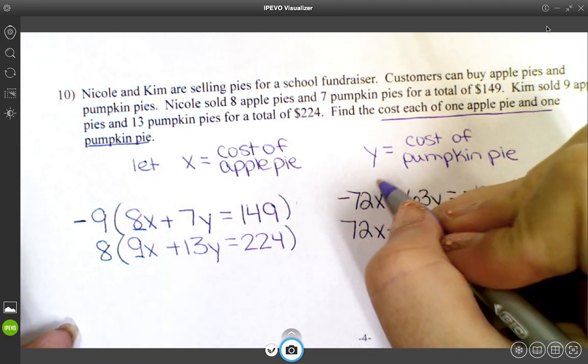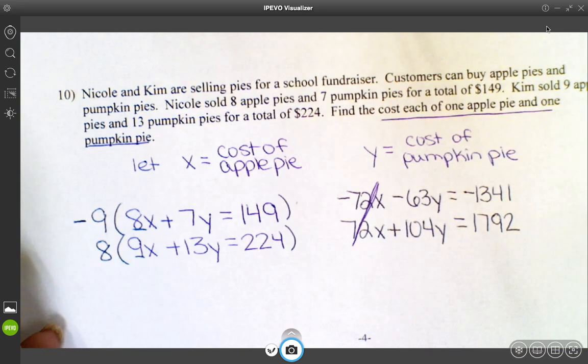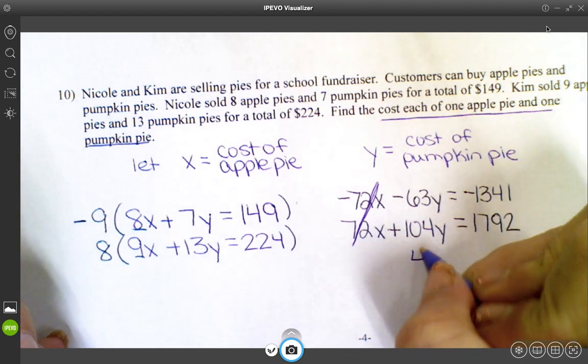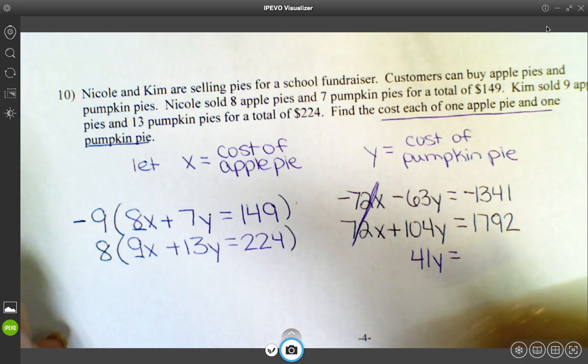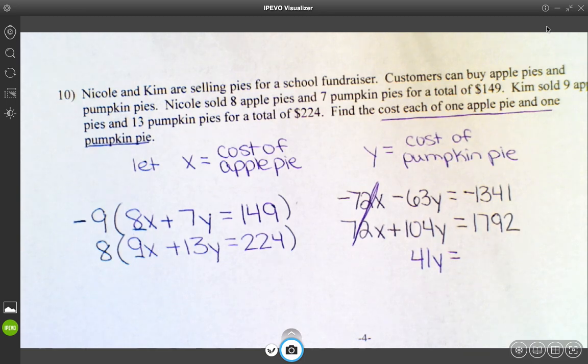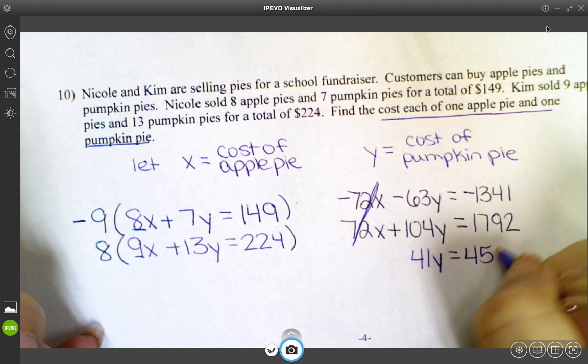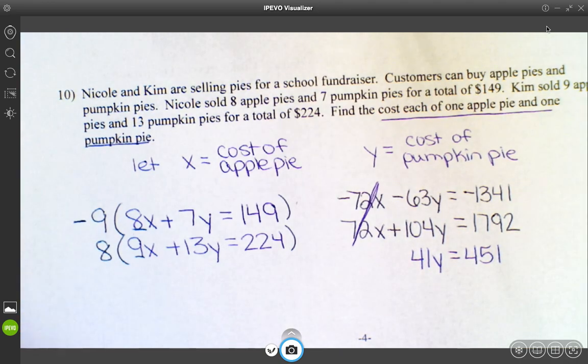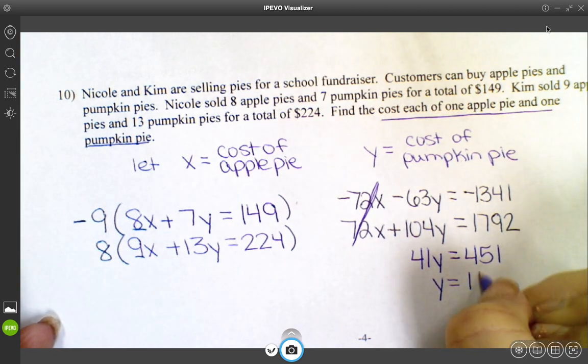All right, so the x's eliminate. So what do you guys get when you add negative 63 and that positive 104? 41. 41y. And then for the constant side, negative 1341 plus 1792. What do we get for that number? 451. And then we divide 451 by 41. That gets us an answer of 11.